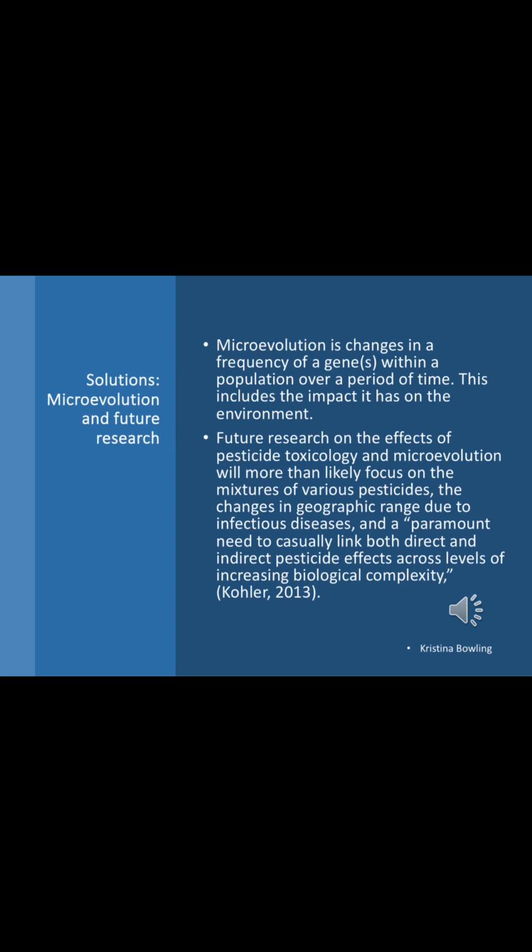Microevolution is changes to a number of genes within a population in a short period of time. Solutions within future research on the effects of pesticide toxicology and microevolution will likely be focused on various pesticide mixtures. Changes in geographic range due to infectious diseases and direct and indirect pesticide effects among increasing biological complexity. Future research will also detect factors such as vulnerability and climate change interactions of pesticides.